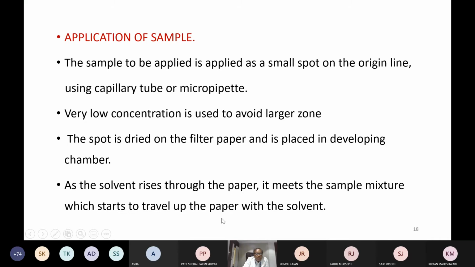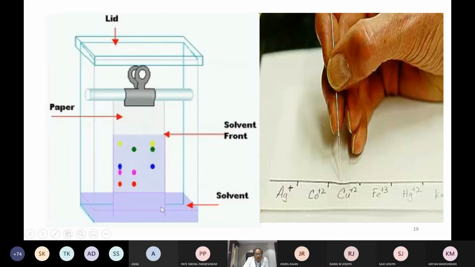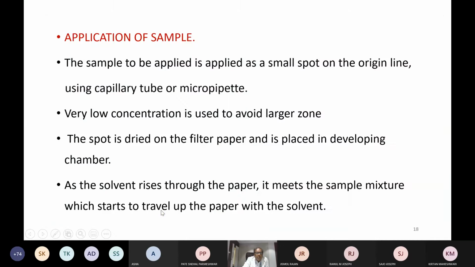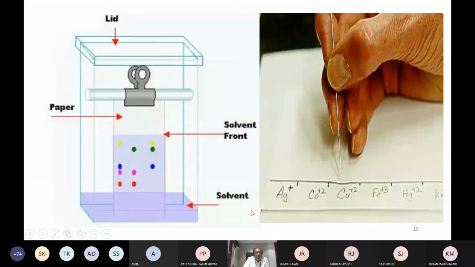I will show you the next one. As the solvent rises, it meets the sample mixture, which starts to travel up the paper with the solvent. Here you can see.